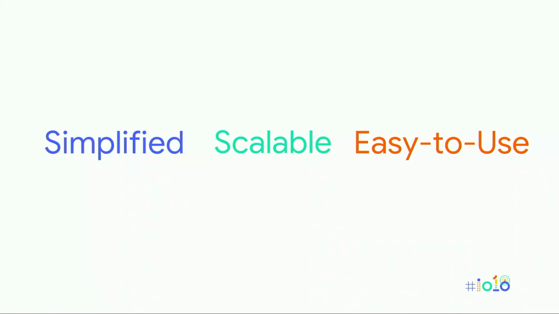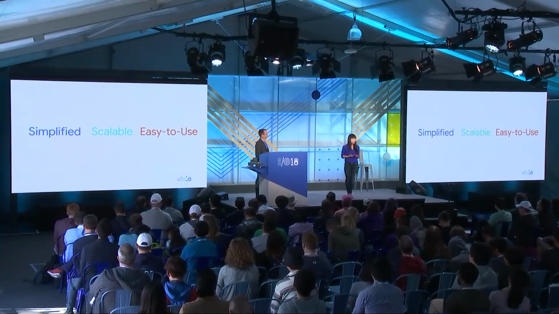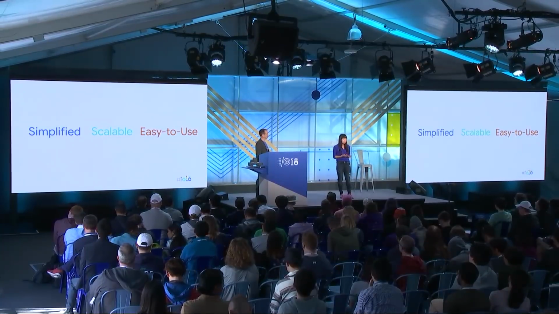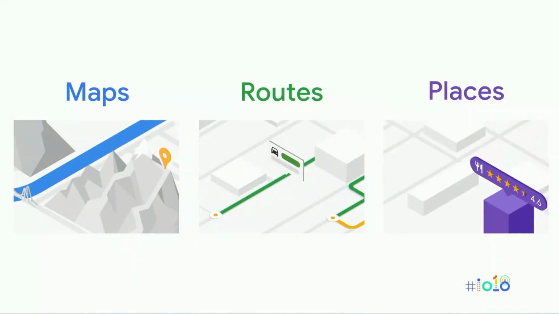Thank you, Mike. So Mike just spent a lot of time talking about the product changes and our principles behind them. Simplified, scalable, easy to use. Those are things that we're keeping in mind no matter what we're building. We also talked about our core products, maps, routes, and places. These 3 products make up the building blocks of any location-based experience.